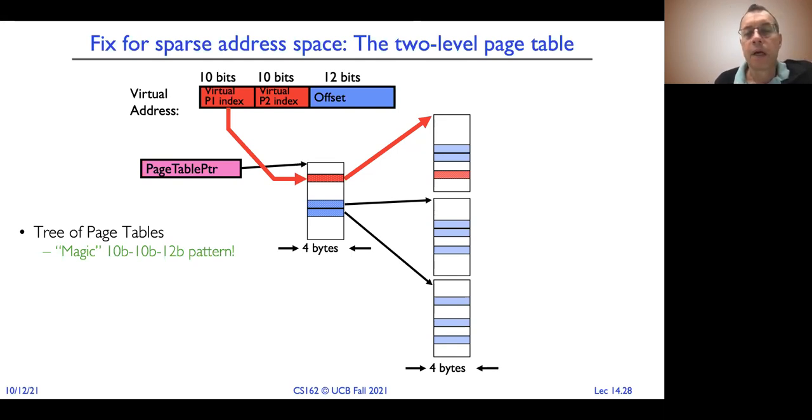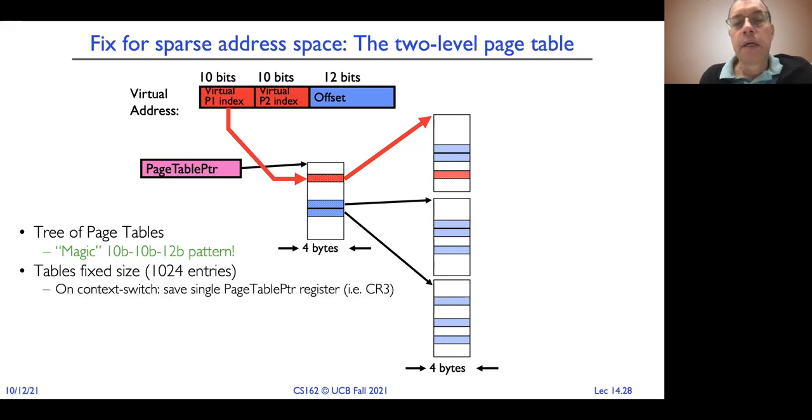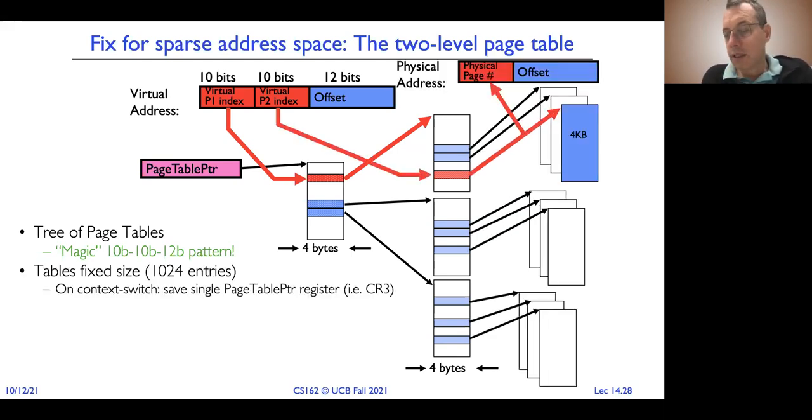In order to compute the entire physical address, use the P1 index to find the address of the page containing the physical page number, which is stored in the second level. And this physical page number is going to be concatenated with the offset like before. And now you have the physical address.